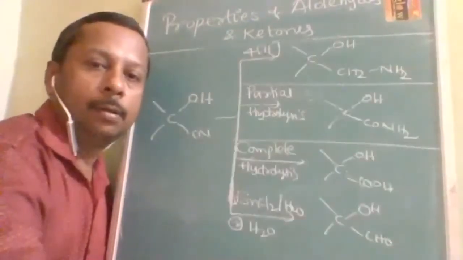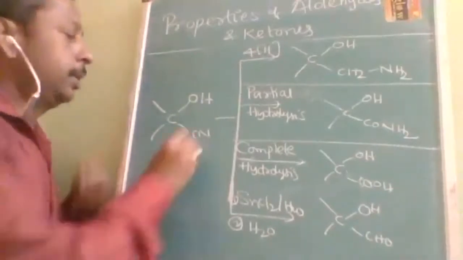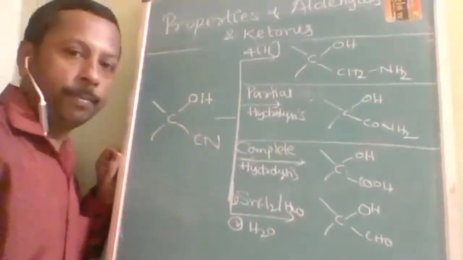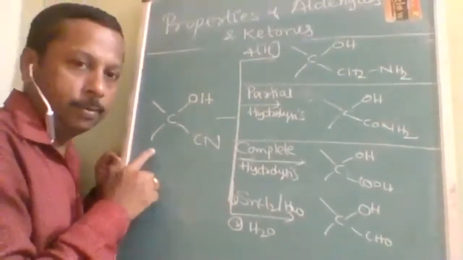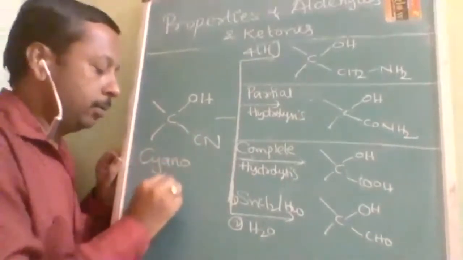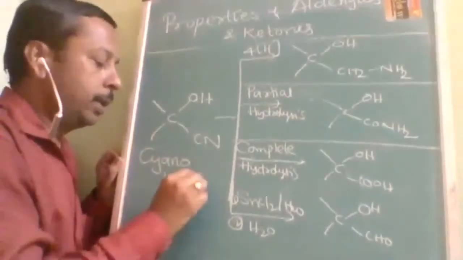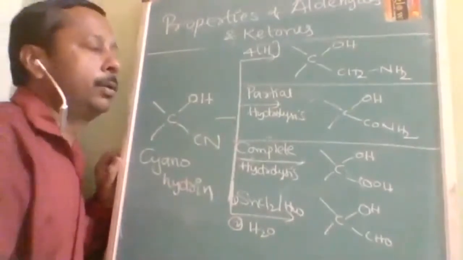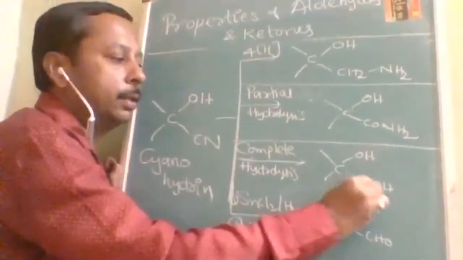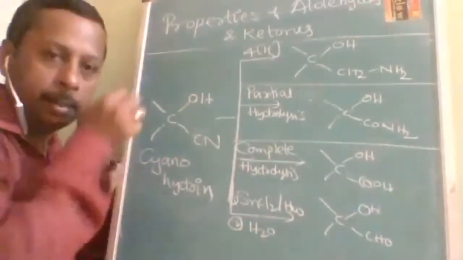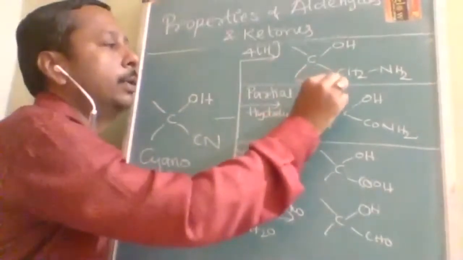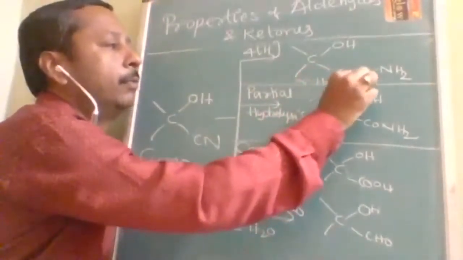As I told you, it has synthetic importance. That means many functional groups can further be prepared by using this functional group. What is this? It is called a cyanohydrin. Cyanohydrin can be used for the preparation of amines, amides, carboxylic acids, and further aldehydes. But one common thing is that all of them will be alpha hydroxy.